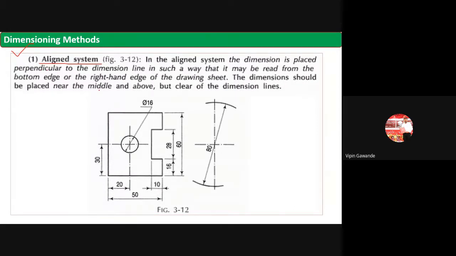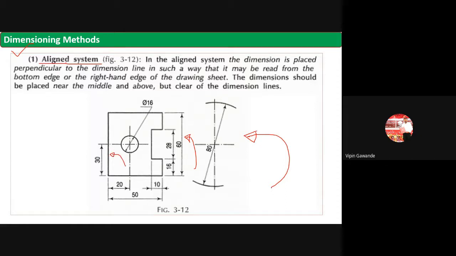Now, in the aligned system, see, a horizontal dimension is horizontal. In a horizontal dimension, the dimension is marked at the center above the line. Here, the dimension is maintained above the line, and the vertical dimension is readable from the right hand side. Take your right hand side. See, this is your right hand, and you are reading this dimension from the right hand side. So 60, you have to read like this. 28, you have to read like this. 30, you have to read like this. Okay.